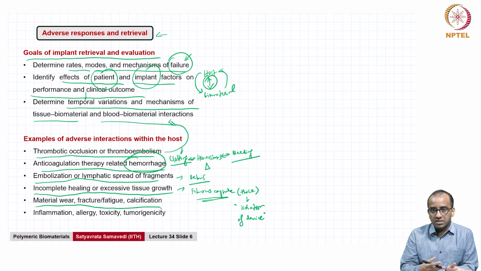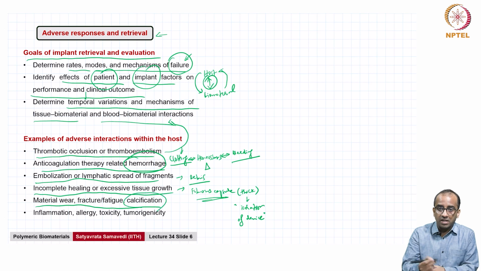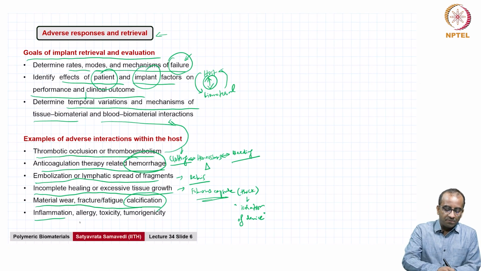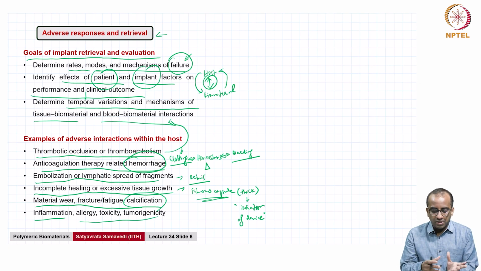Now, some of these are coming from repeated use in the patient, some of these could come because of blood material interactions such as calcification. Of course, there are other aspects to look at, which is inflammation, which we have looked at in the last lecture in quite some detail, as well as allergy, toxicity and tumor formation. Some of those aspects we have looked at in this lecture. So, these are all examples of adverse interactions that can occur within the host.